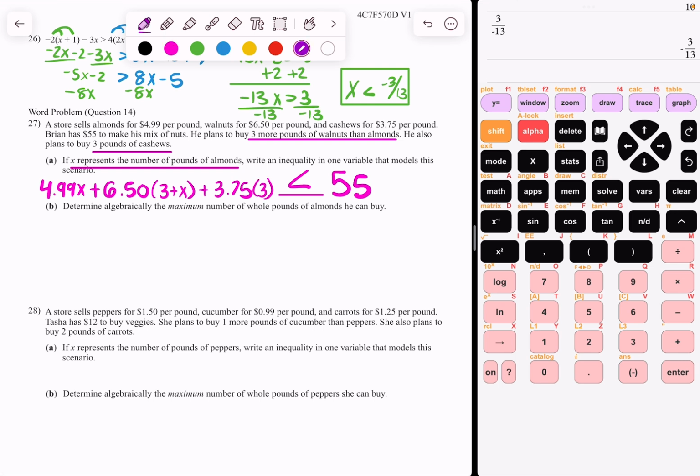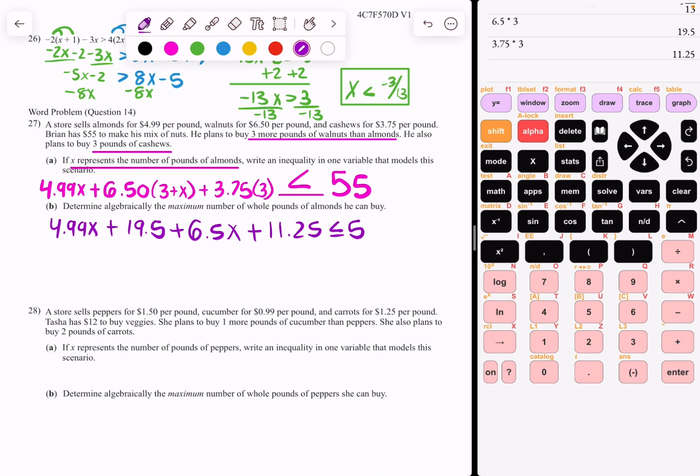All right, now let's solve this. Leave the 4.99X alone. 6.50 times 3 is 19.5. 6.50 times X is 6.50X. And 3.75 times 3 is 11.25, which is less than or equal to 55. Let's combine like terms. 4.99 plus 6.5 is 11.49. And then 19.5 plus 11.25 is 30.75, which is less than or equal to 55.